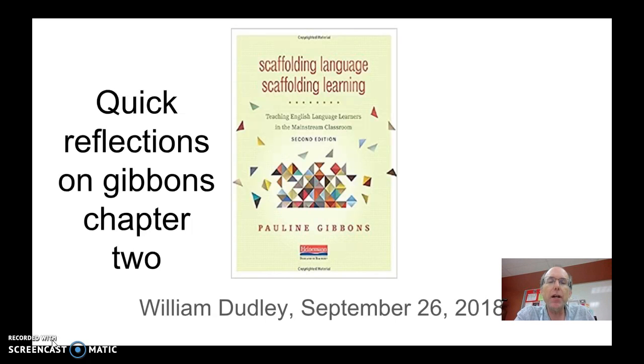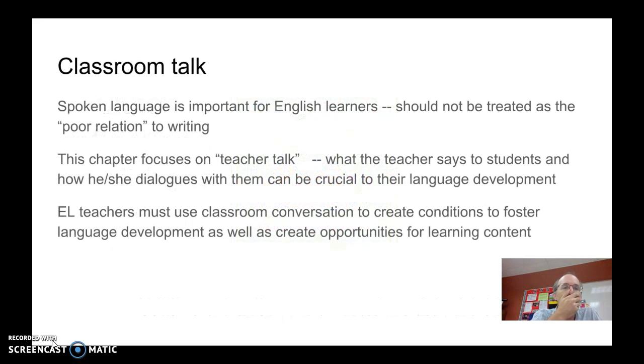I'm going to be just concentrating on chapter 2, if that's okay, talking about classroom talk. The first point that Gibbons emphasizes is that speaking English should not be treated as the poor relation to teaching writing.